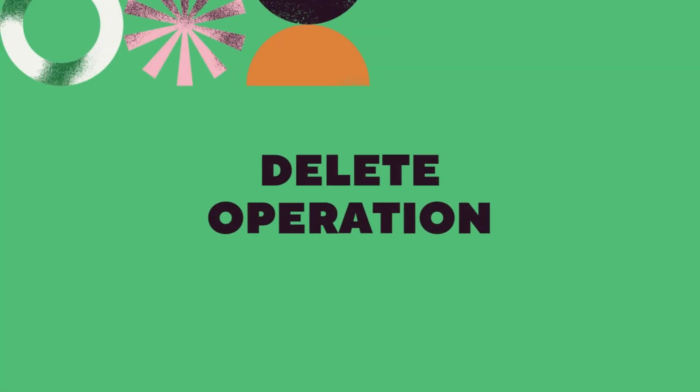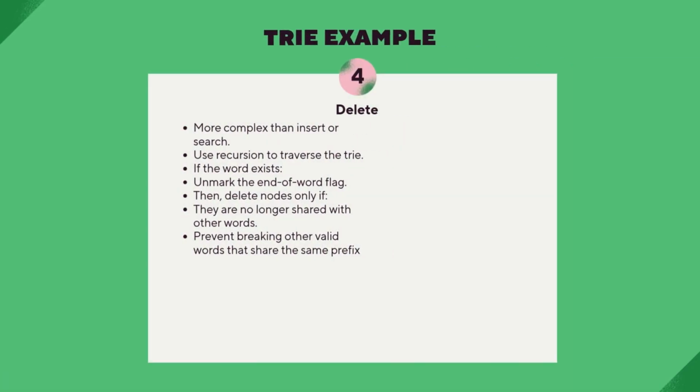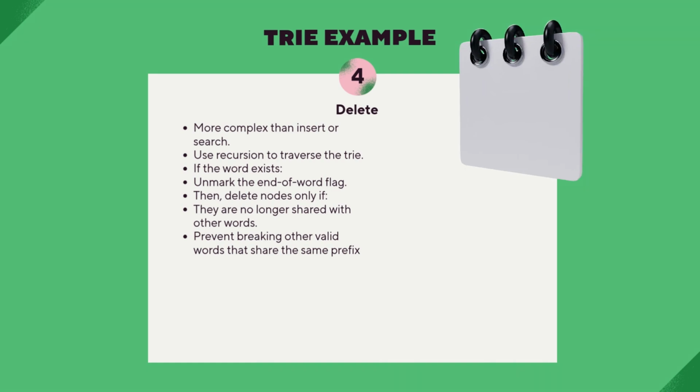Now, delete is a bit more complex than the other operations. The reason is, when we remove a word, we have to be careful not to accidentally delete parts of other words that share the same prefix. To delete safely, we usually use recursion. We start from the root and go down the word's path. Once we reach the end of word node, we unmark it. We say, this is no longer a complete word.